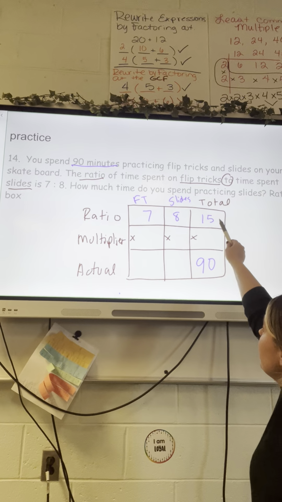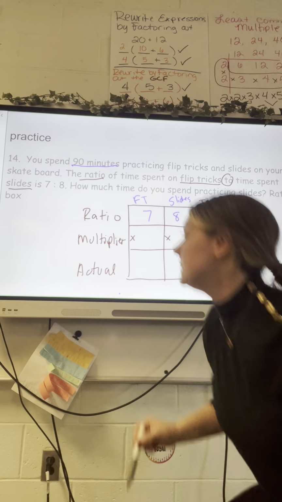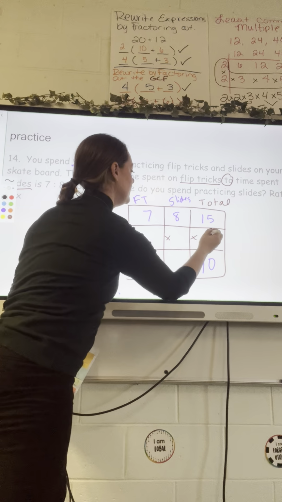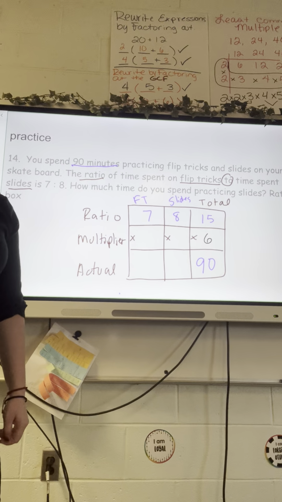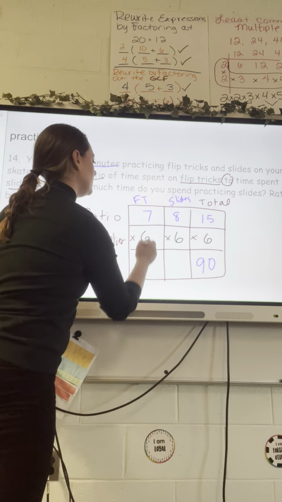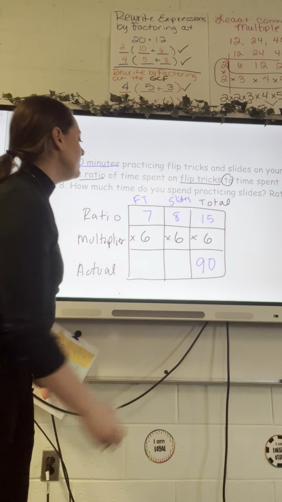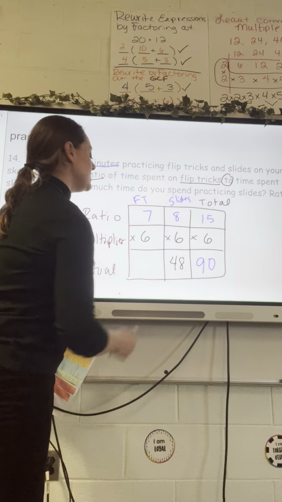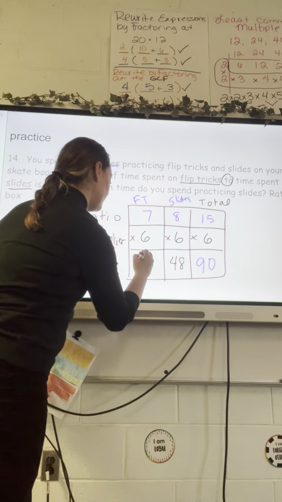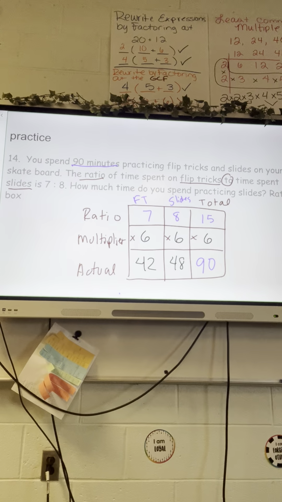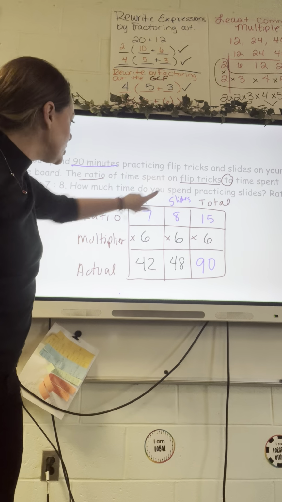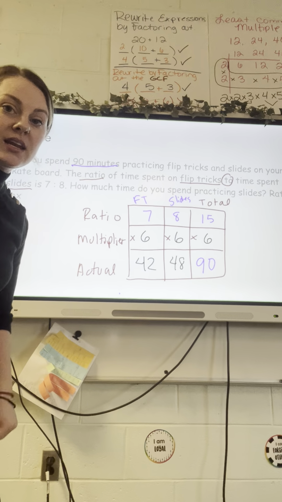How do you get from 15 to 90? We multiply by 6. You go straight across. 8 times 6 is 48. 7 times 6 is 42. So the question is, how much time do you spend practicing slides? The actual time spent practicing slides is 48 minutes.